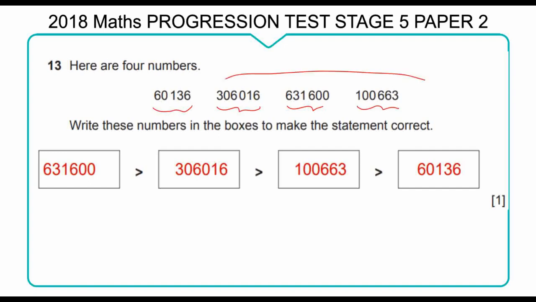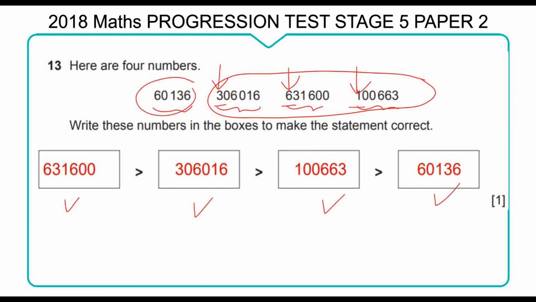So we start from these 3 first, and since they have the same number of digits, we look at the first number, which is the 100,000 place. 3, 6, and 1. The greatest is 6, so we start with 6. And next is 3, so we next move to 3, and next is 1. And next is 60,000, which is only 5 digits. So let's move on to the next question.